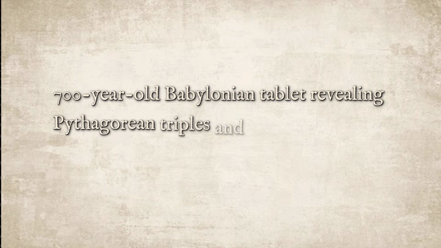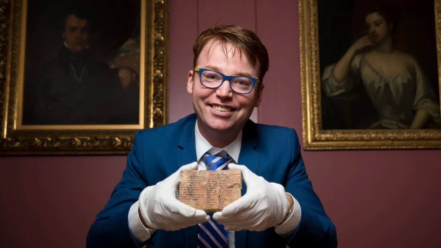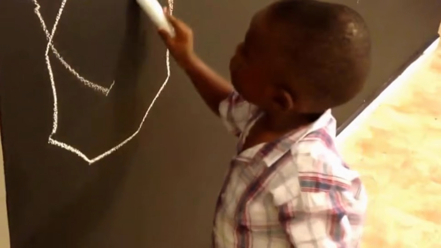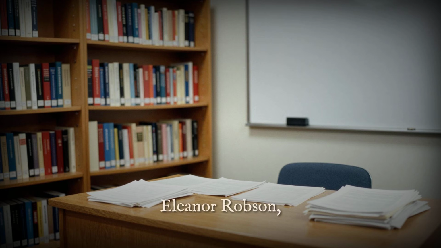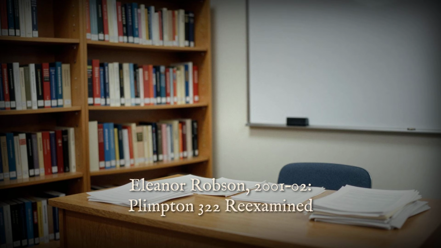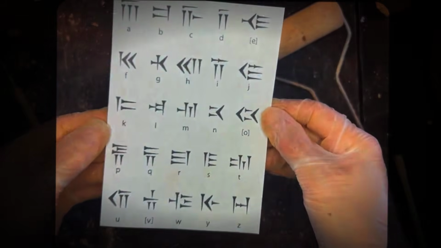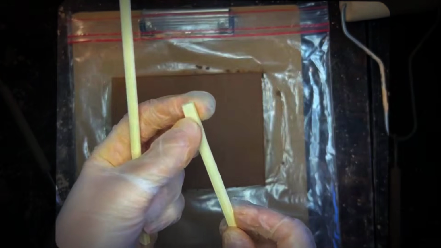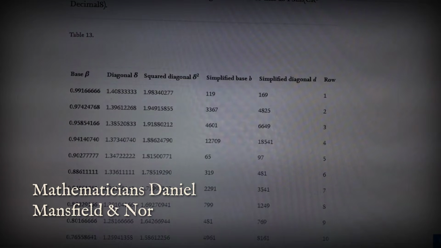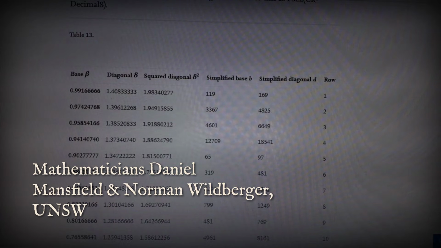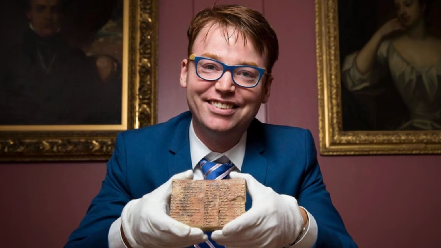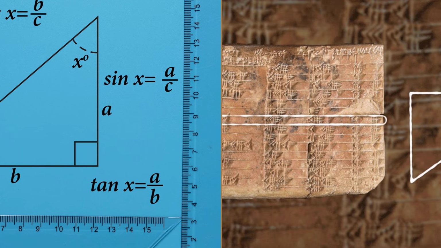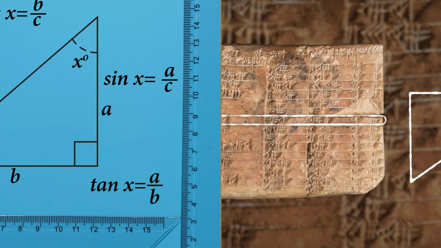What Plimpton 322 means has been debated for 80 years. Neugebauer and Sachs in 1945 read it as pure number theory. Eleanor Robson in 2001 and 2002 argued it was a teacher's reference table for generating classroom exercises from reciprocal pairs, not a research document. Daniel Mansfield and Norman Wildberger of the University of New South Wales argued in 2017 that it is the world's oldest trigonometric table, using exact ratios rather than approximate angles.